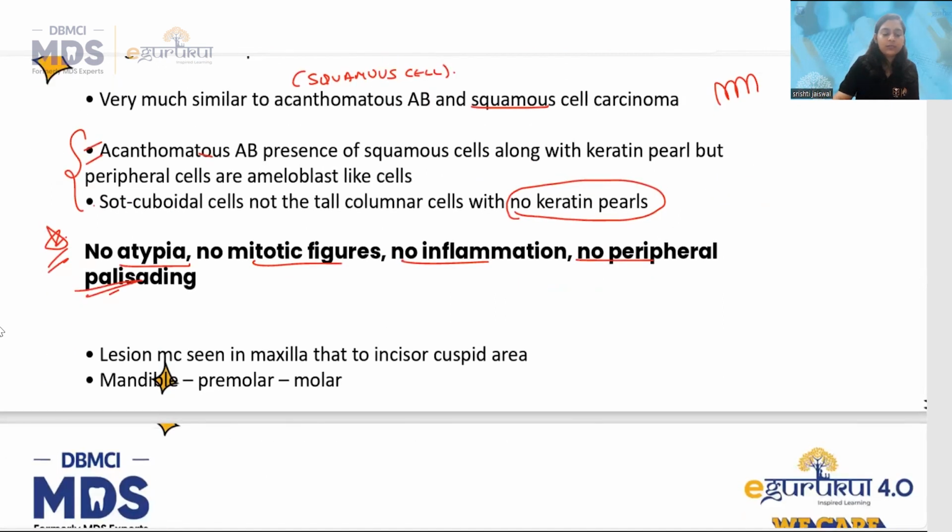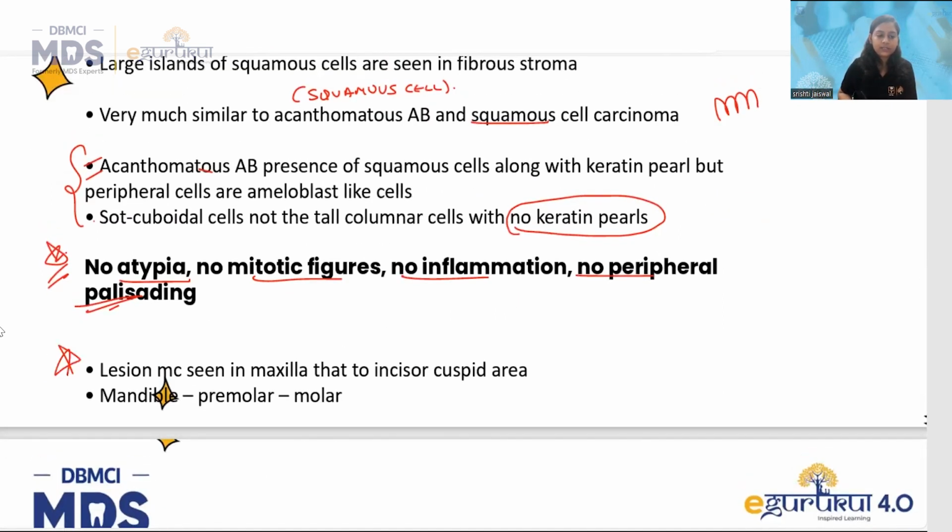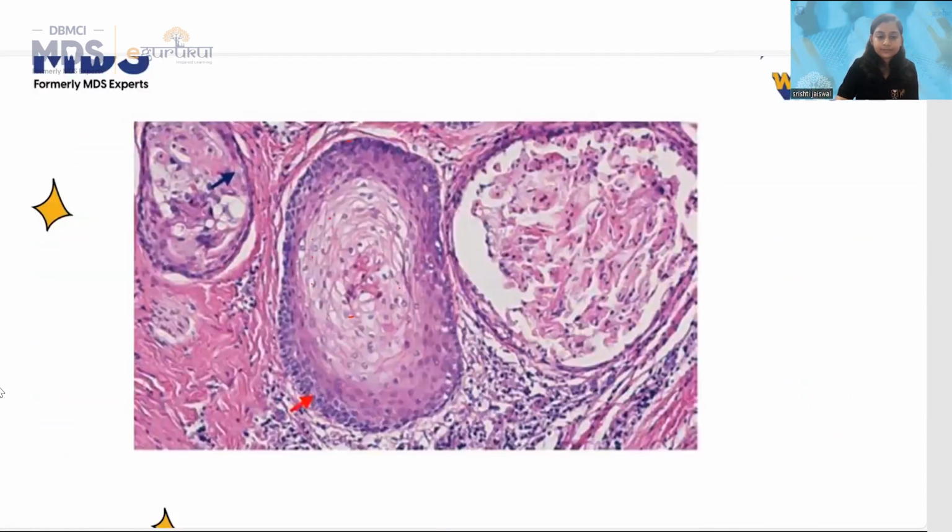Okay. So now one more important point with respect to squamous odontogenic tumor, which is the most common location. In the maxilla, it is seen in the incisor and the cuspid area, while in the mandible, it is seen in the premolar and molar area. Okay. So this is an important point, do not forget.